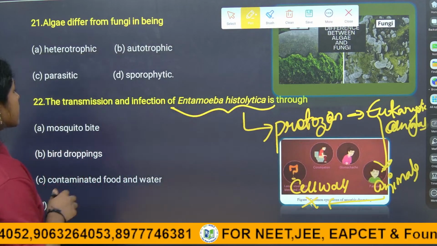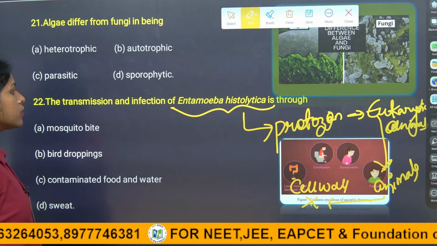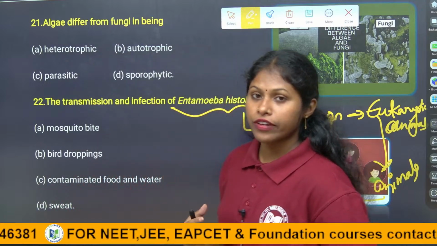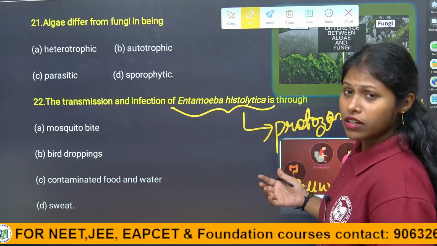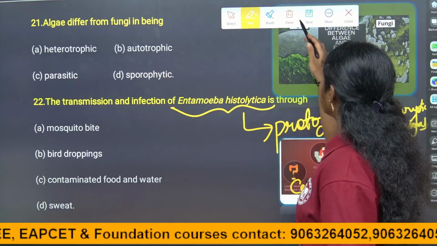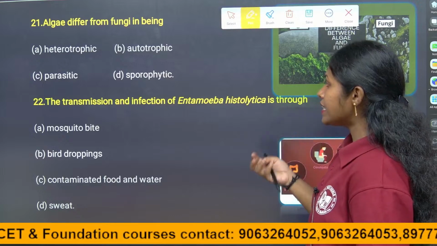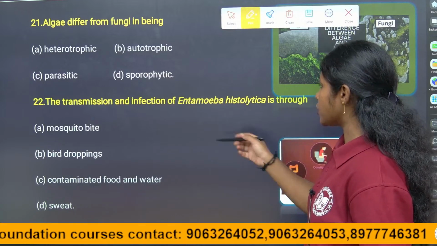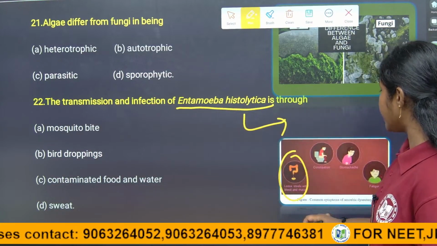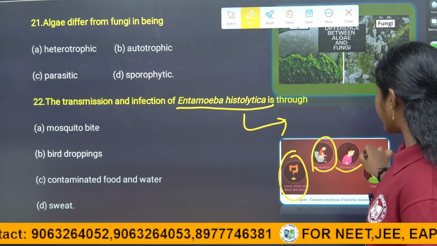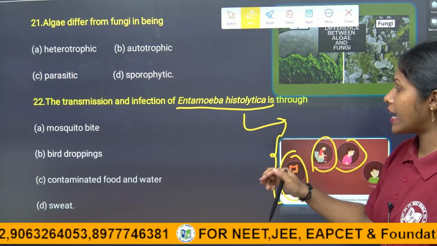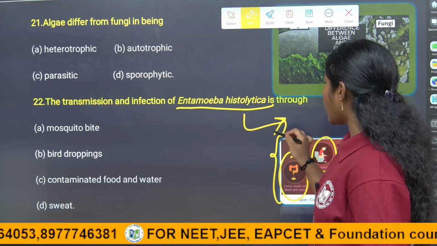Here they ask about the transmission and infection of Entamoeba histolytica. As it is a protozoan, children, it needs a host to affect and derive nutrients from it. So they are asking how it is transmitted. What symptoms will they show? They have loose stools, diarrhea, constipation, headache, fatigue. These are all the symptoms we can see from the effect of Entamoeba histolytica, as it is a protozoan, children.